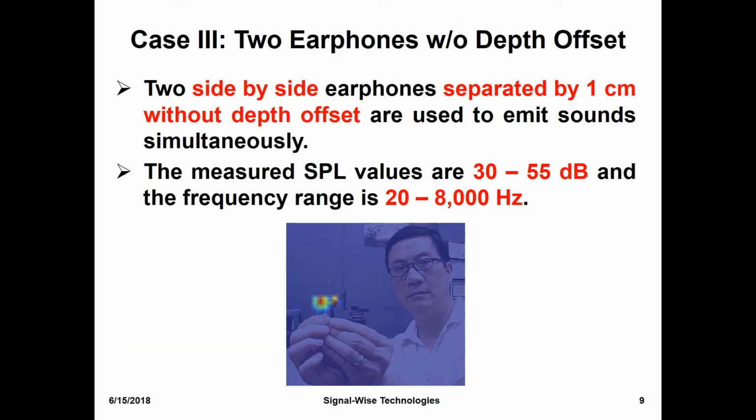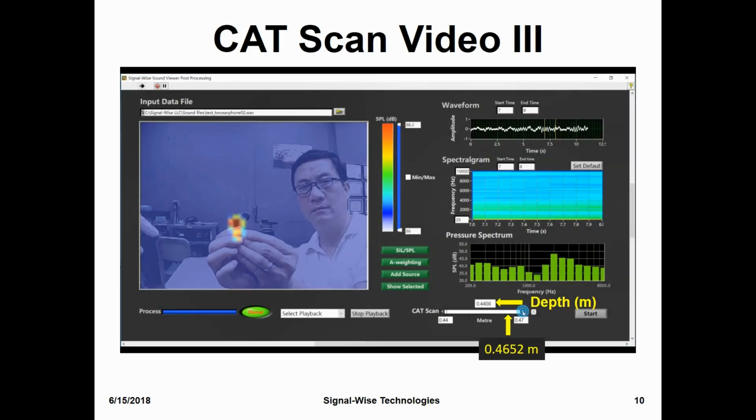In the third example, two side-by-side earphones with a separation distance of 1 cm without depth offset are used to produce the same broadband sounds as before. The measured sound pressure levels are 30 to 55 dB and the frequencies are 20 to 8,000 Hz. Results show that at 0.465 meter, these two earphones are identified precisely.